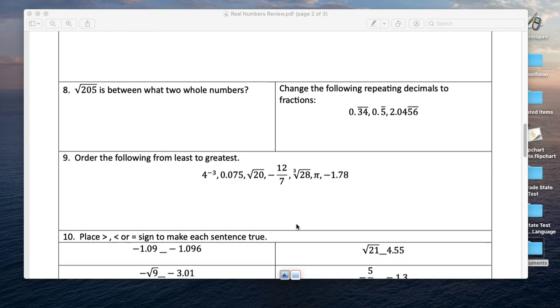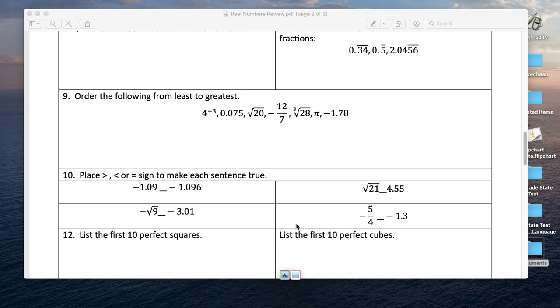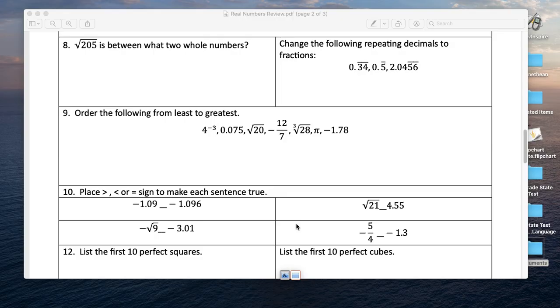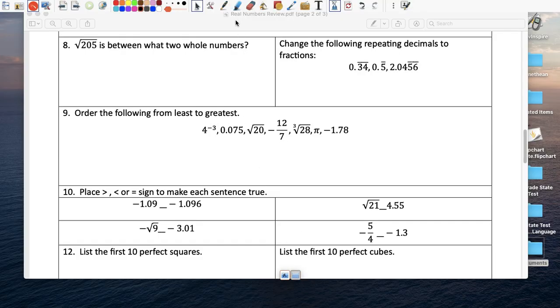Order from least to greatest. Not too keen on this question, maybe because it's just a silly question. The calculator question, but still. So, first thing I would do, change every single number in here. Not every single number, but every number that's not in a decimal format to a decimal format.